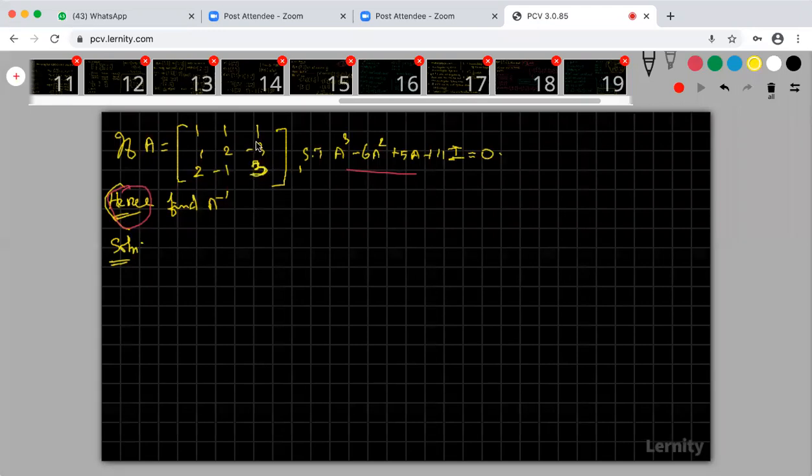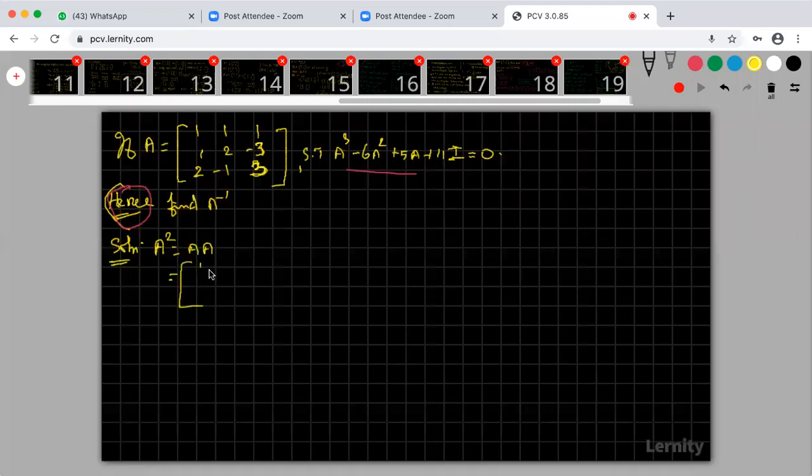This is the given matrix A. First column 1, 1, 2. Second column 1, 2, minus 1. Third column 1, minus 3, 3. Right. We have to find out A square, we have to find out A cube. A square is nothing but A into A, whereas A cube is nothing but A square into A.